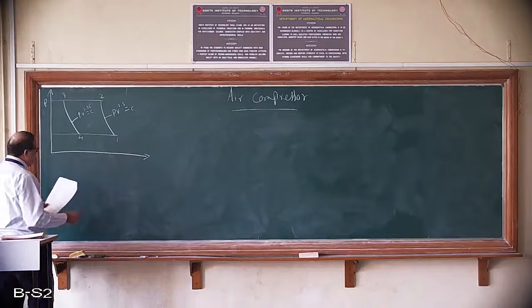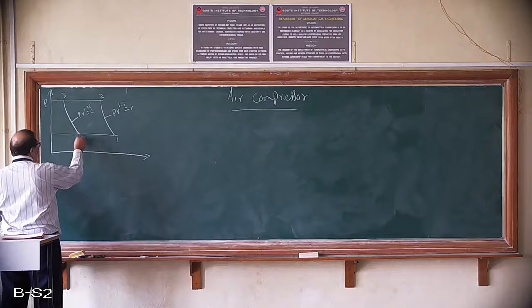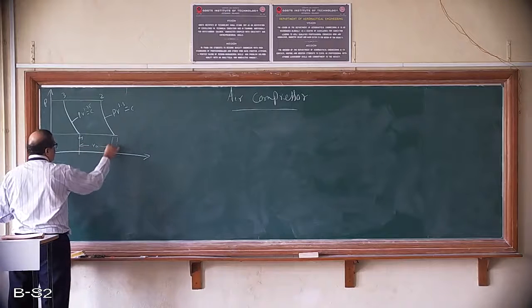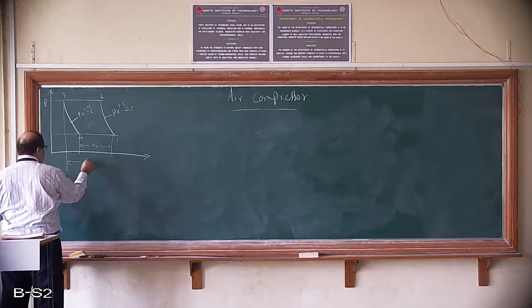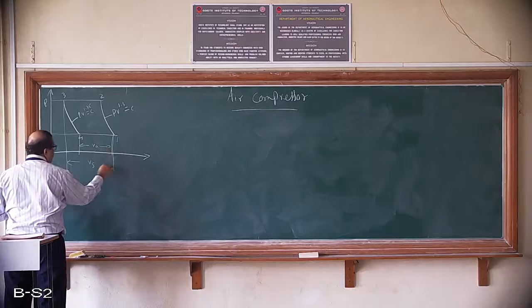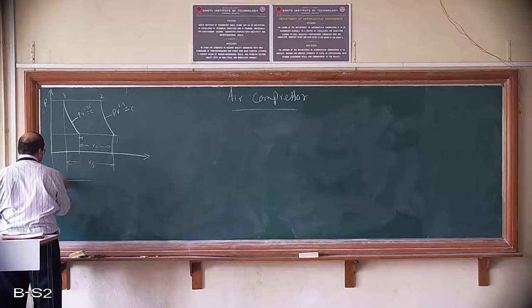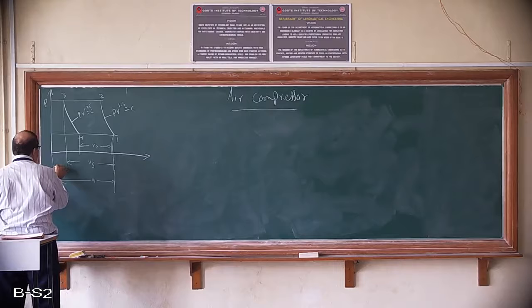Then this is a single stage compression. What is given? This is VA. Please always note, this is VA. This is the swept volume VS, and this is V1, the total volume, and this is VC.